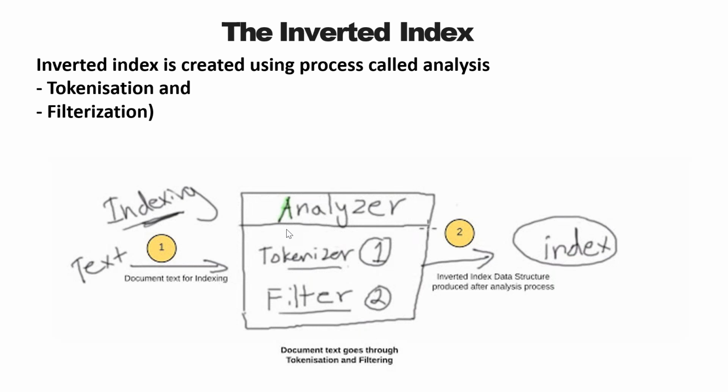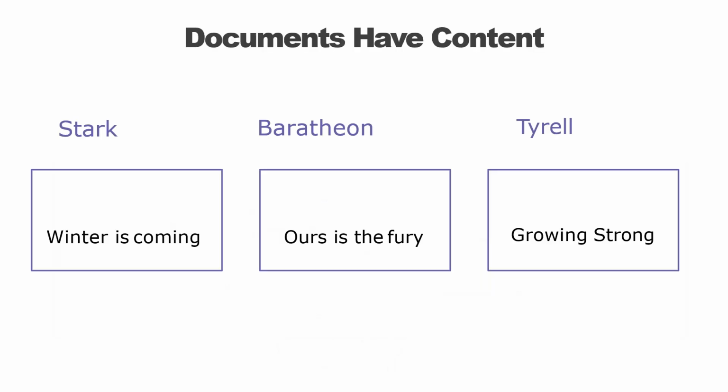So look at this here. The document goes to the analyzer, and the analyzer will do the tokenization process and then the filtering process, and then all this document will be stored in the inverted index. So now this is the process.